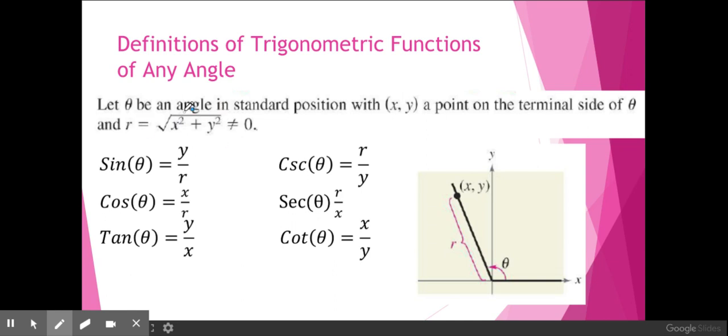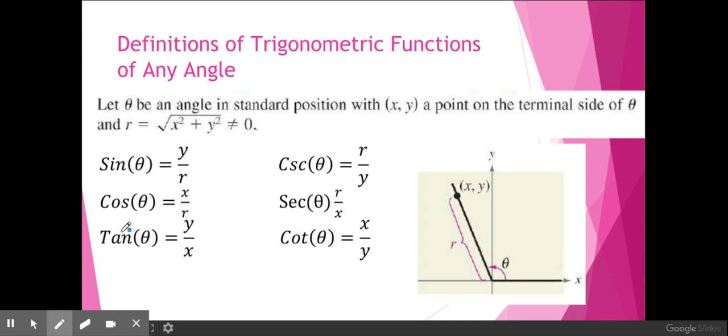r equals the square root of x squared plus y squared. This formula comes from the Pythagorean theorem. And no, it is not the same thing as canceling out the squares with the square roots and it being x plus y. You actually do have to plug it into the formula. You can't cancel those out. It has to be this formula that you plug into.